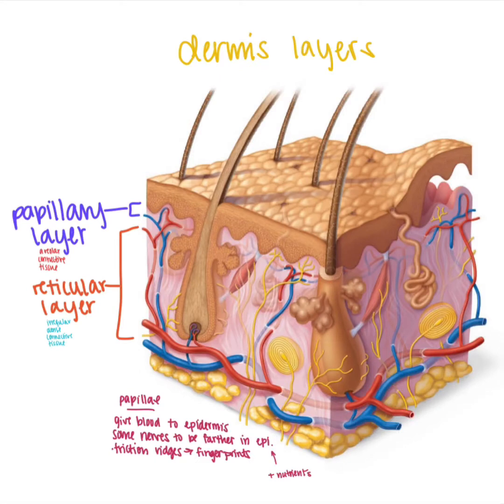The two layers of the dermis are the papillary layer, which is made out of areolar connective tissue, and the reticular layer, which is made out of dense irregular connective tissue. The function of the papillae is to further give blood to the epidermis along with nutrients and to push some nerves up farther into the epidermis. The friction ridges are caused by the papillary layer in the dermis because they push up on the epidermis and cause ridges in the skin, making fingerprints on our fingers.